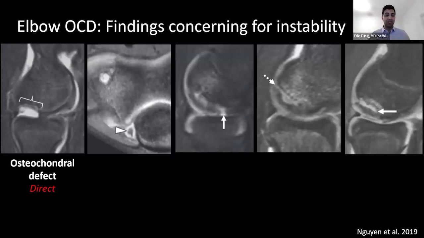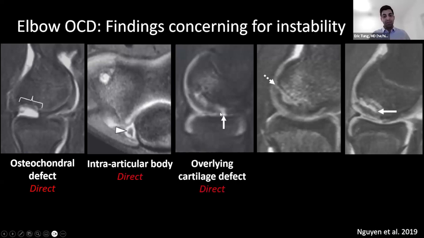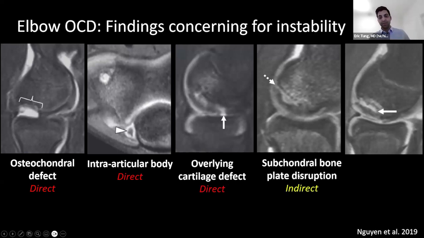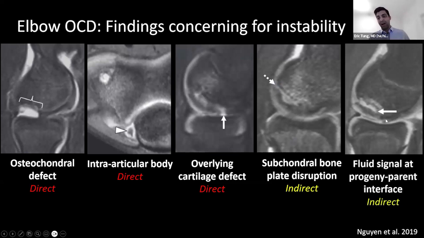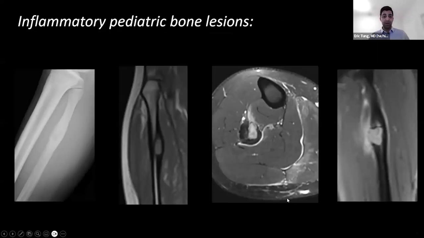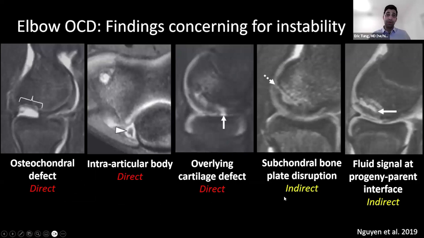that there are imaging findings concerning for instability is when we see a clear defect, something is missing. Perhaps we can even find it somewhere in the joint as an intra-articular body. If you see full thickness cartilage lesions overlying the site of the OCD, that's concerning for instability. When you see that the subchondral bone plate, which is this hypointense signal, has been disrupted, that is an indirect sign and can be concerning. And then when you have fluid signal, not just hyperintense signal, but signal that's similar to fluid, that's actually at the interface between the progeny, which is this potentially unstable fragment, and the parent bone, is highly concerning for instability. And so these are some things to keep in mind with these OCD lesions.